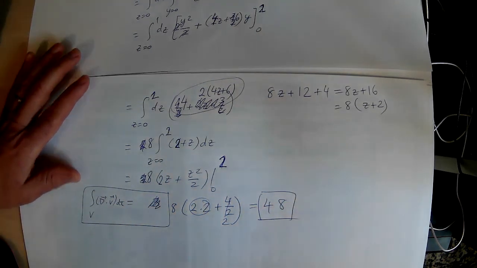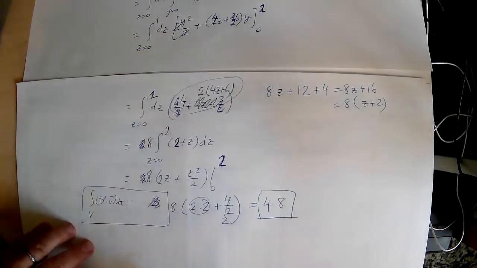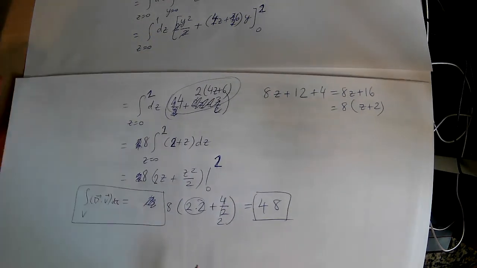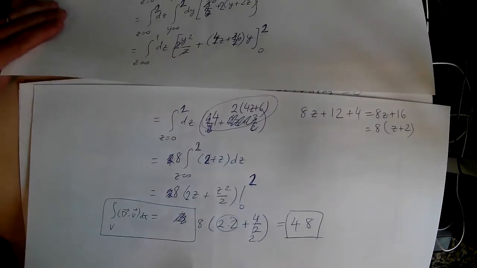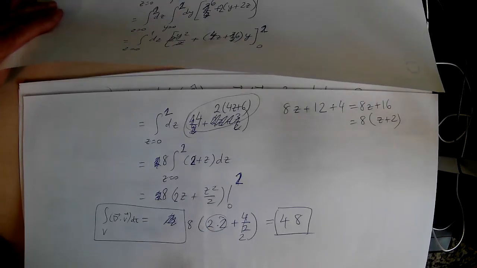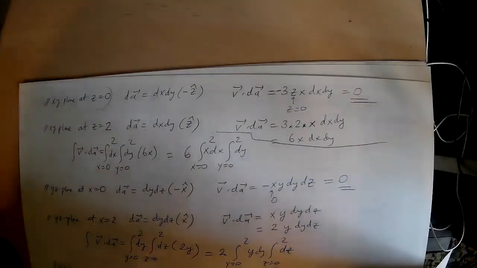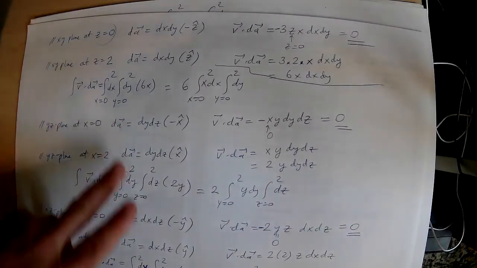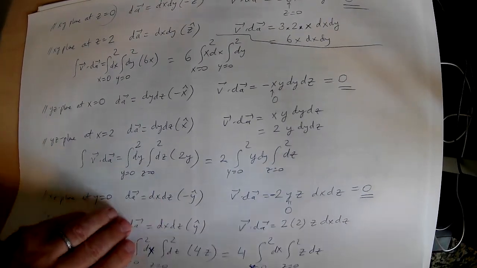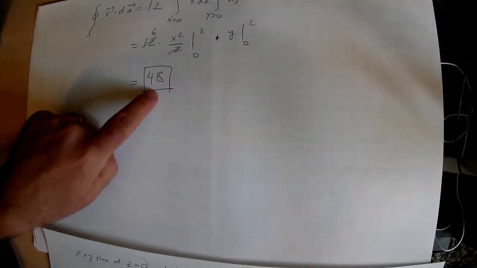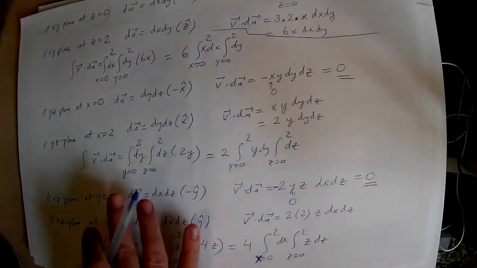So our method was correct. My integration limits were wrong, so I fixed them. Now it looks like we have verified the divergence theorem. This is 48, and the result of all these surface integrals is also 48. I hope you enjoyed the solution.